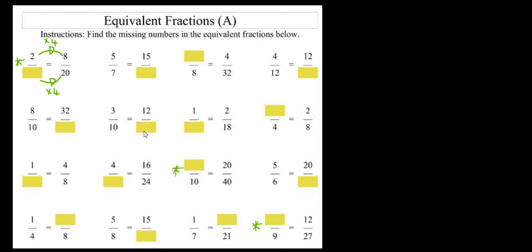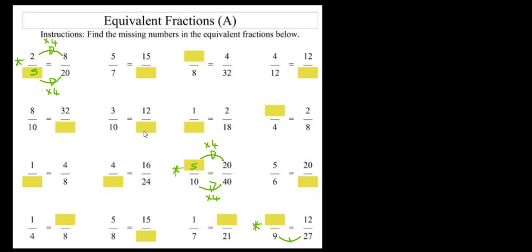4 times what gives 20? Well, that must be 5. And let's double check. 2 4s are 8. 5 times 4 is 20. Okay, so let's have a look at this one. Okay, 10 times what gives 40? Well, I'm going to say that's going to be multiplied by 4. So 4 times what gives 20? That must be 5.